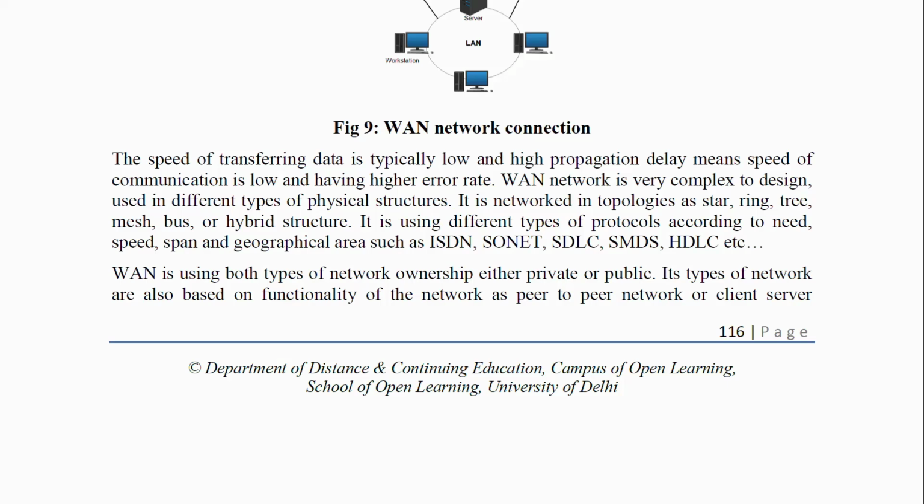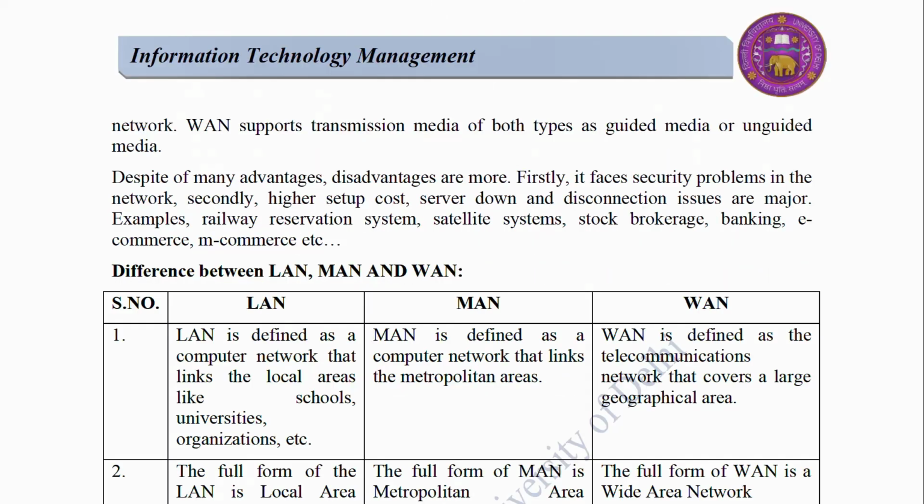WAN uses both types of network ownership, either private or public. Its types of network are also based on functionality of the network as peer-to-peer or client-server network. WAN supports transmission media of both types, guided media or unguided media. Despite many advantages, disadvantages are more. Firstly, it faces security problems in the network. Secondly, higher setup cost, server down and disconnection issues are major. Examples: railway reservation system, satellite systems, stock brokerage, banking, e-commerce, m-commerce, etc.